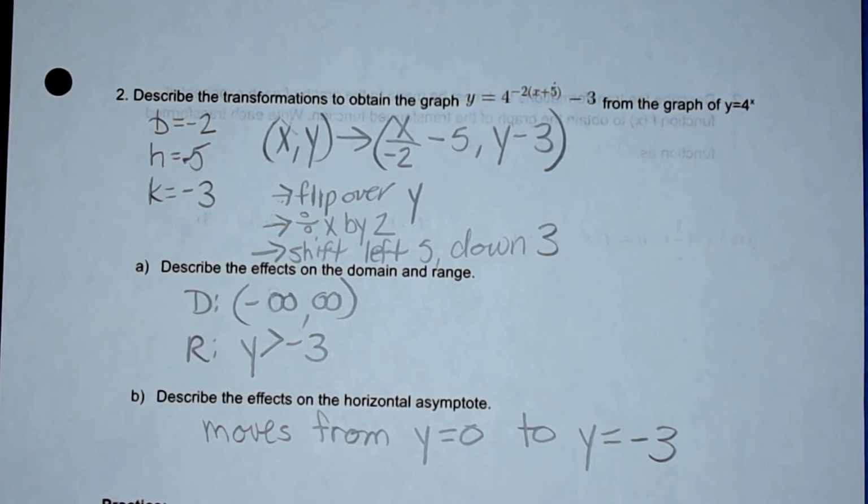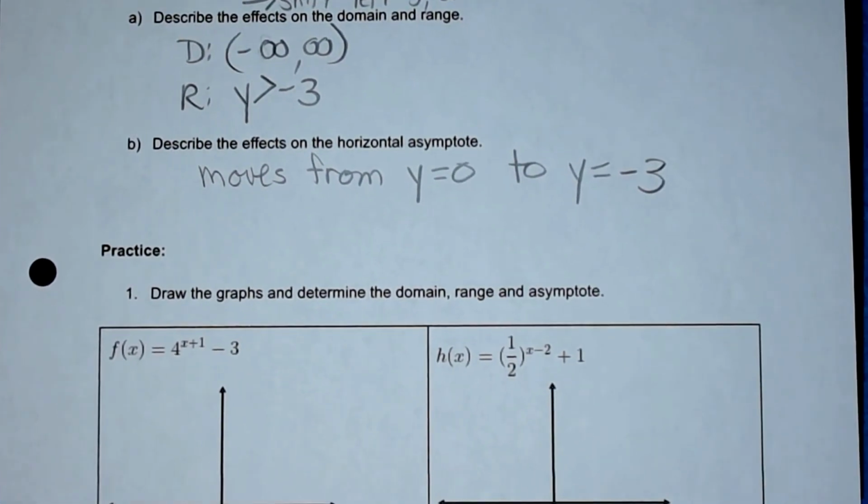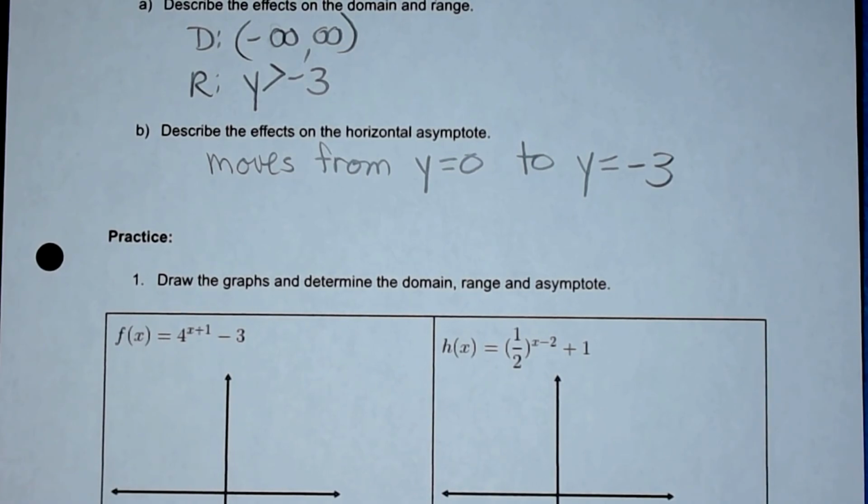The horizontal asymptote is no longer at y is greater than 0. It's now at y is greater than negative 3. And that's described in example B there. Beyond this, you have some practice questions to help you practice this concept.